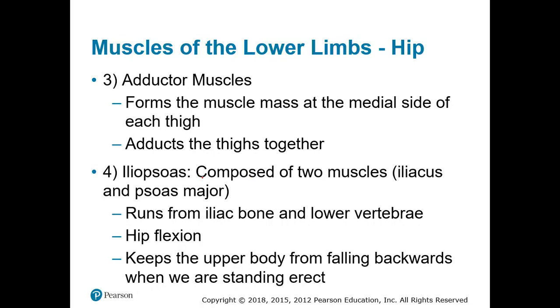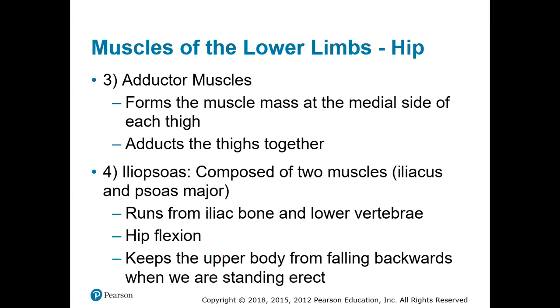Muscle number 4 is your, I can never say this right, iliopsoas. This is composed of two muscles. This runs from your iliac bone to your lower vertebrae, and remember your vertebrae are the bones in your back, or vertebral column. This is important for flexing the hip, and it helps keep the upper body from falling backwards when we're standing erect.